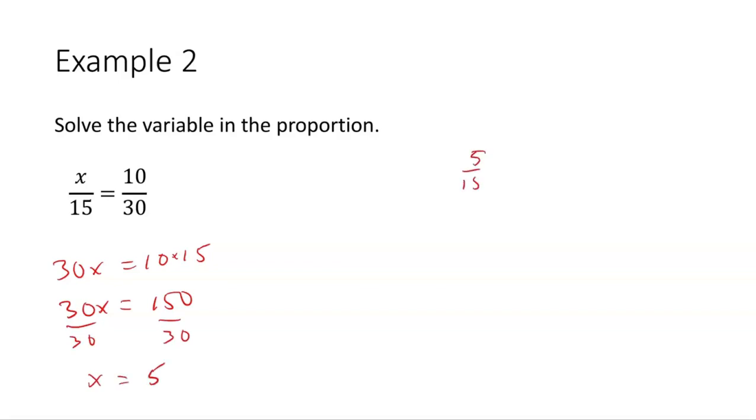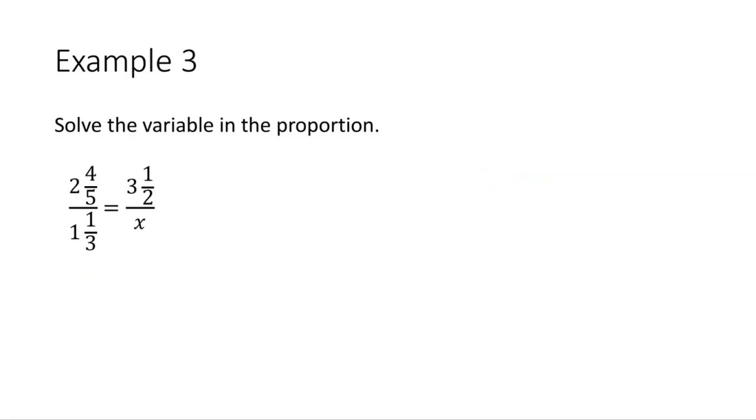So 5 over 15 is equal to 1/3. 10 over 30 is equal to 1/3. So a third. So you can see that these two are equal. Or if you look at the means and extremes, 30 times 5 is 150. 10 times 15 is 150. So the cross products are equal as well.